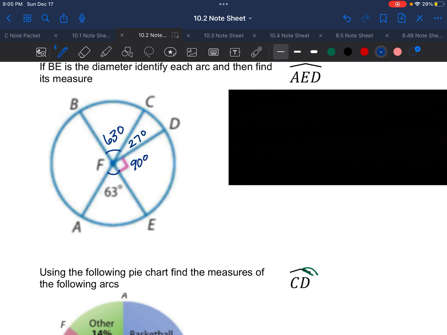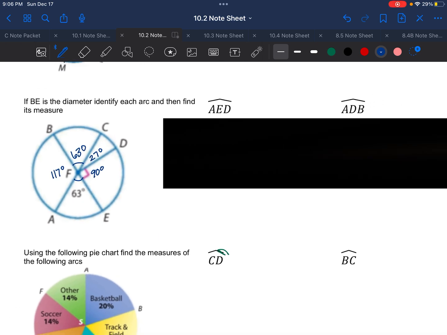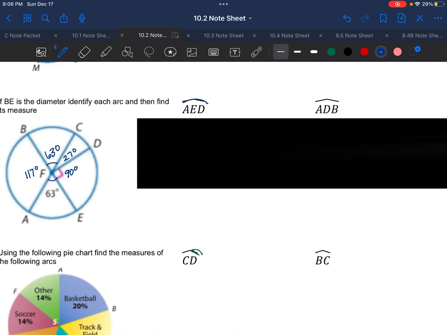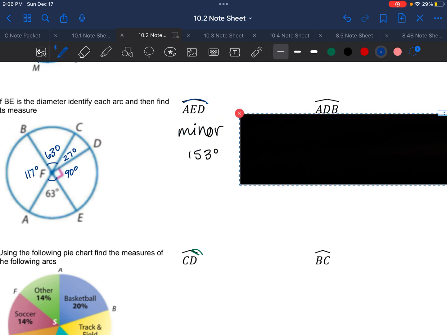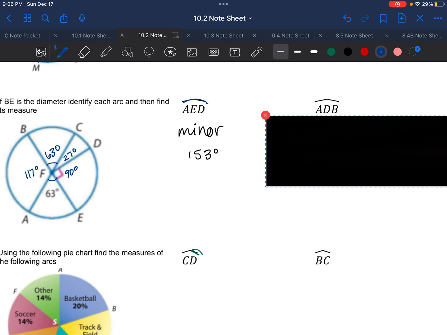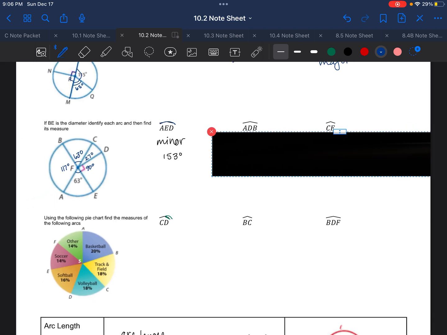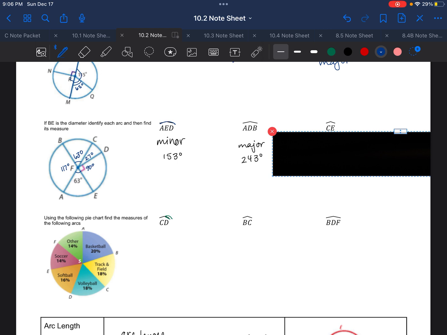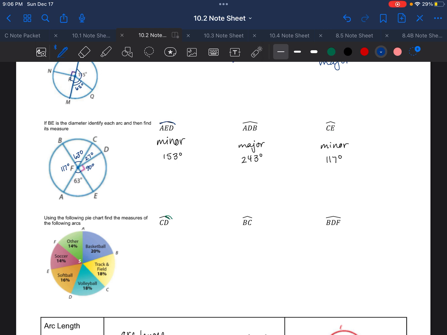And then, since this is a straight line, 180 minus 63 would give me an angle measure of 117 there. So arc AED is a minor arc of 153 degrees. ADB is a major arc, 243, and CE is a minor arc of 117.